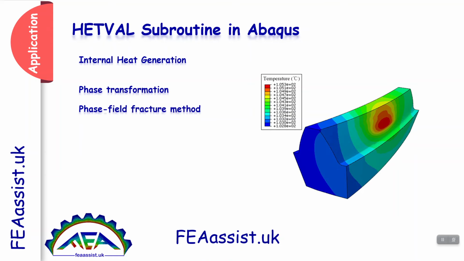The second application is phase field fracture mechanics. When you have a new crack, crack propagation and crack initiation, of course, heat can be generated. You can define that heat by the HETVAL subroutine in Abaqus. There are other applications for internal heat generation that you can use the HETVAL subroutine to define.